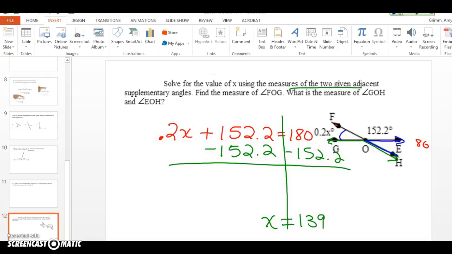0.2 times 139. Good. And that's 27.8, I think. 27.8. Yeah. Someone double check her math. It's right. Okay. Then what do you do?